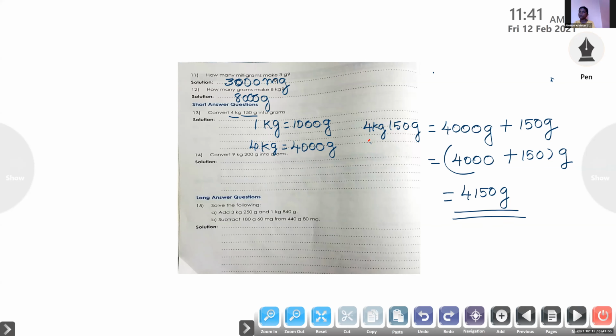The same way, no difference. Will you do the next question as homework? Fourteenth question: 9 kilograms 200 grams into grams. Will you do that homework? Anybody has a doubt to do that?